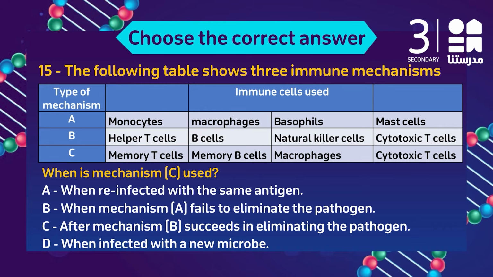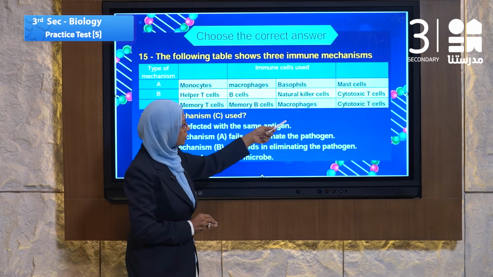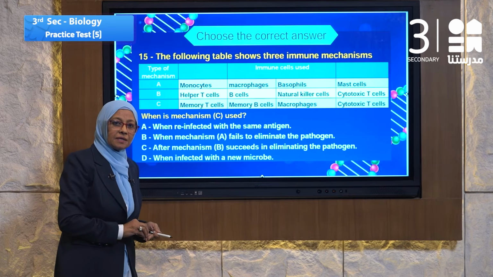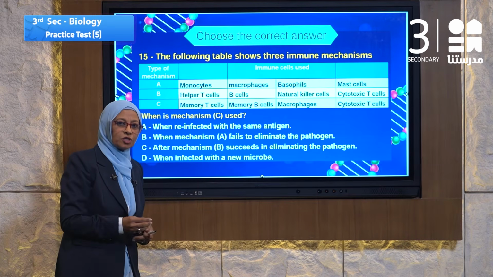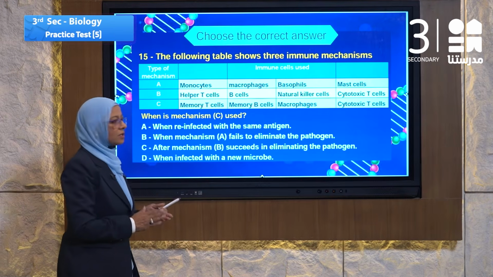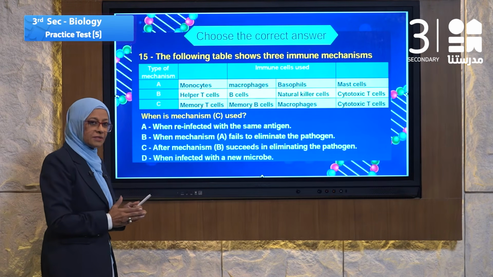Let's go to mechanism number B. Helper T cells, B cells, natural killer, cytotoxic T cells. Here the person is infected and recovered. C, memory T cells, memory B cells, macrophage, cytotoxic T cells. What happened here? Here there is a reinfection. Reinfection uses them. So let's read the choices and decide which of them is the answer.